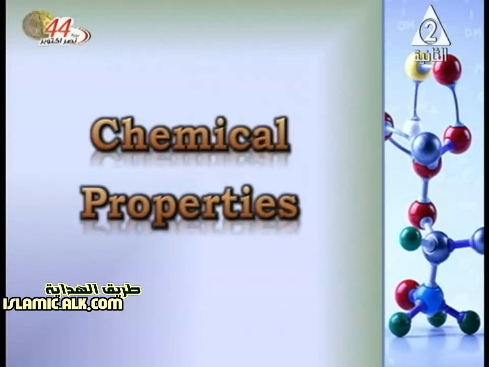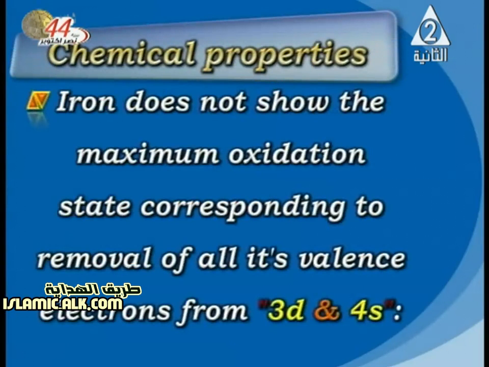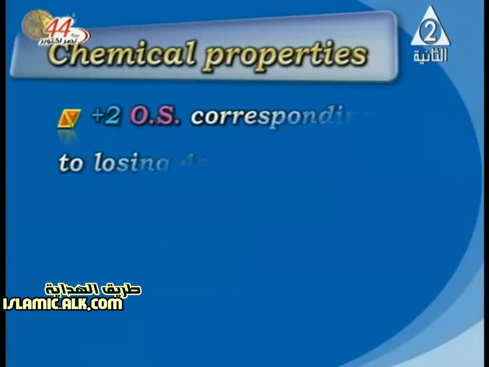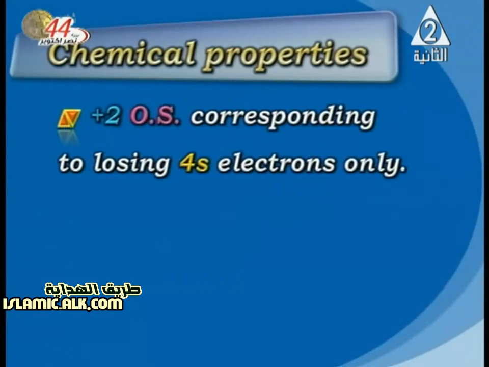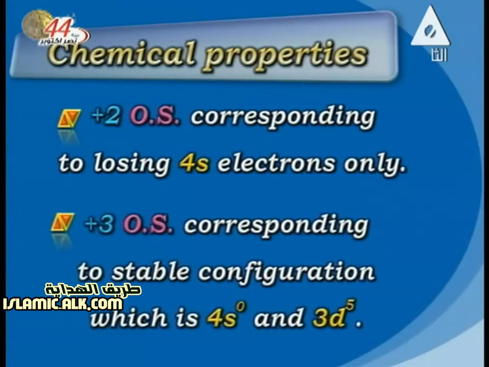Now we are going to discuss the chemical properties of iron. Iron doesn't show the maximum oxidation state corresponding to removal of all its valence electrons from 3d and 4s. The two oxidation states that are used: positive 2 oxidation state corresponding to losing 4s electrons only, and positive 3 oxidation state corresponding to stable configuration, which is 4s0 and 3d5.